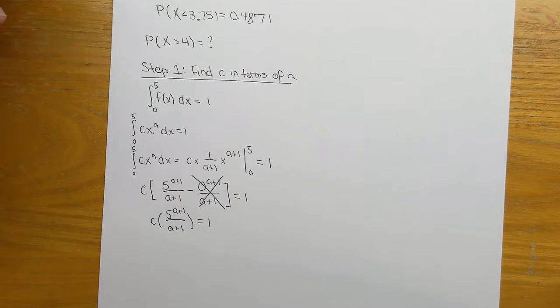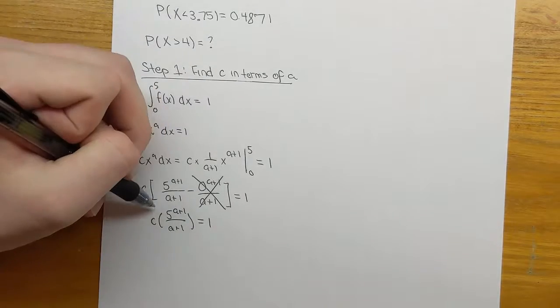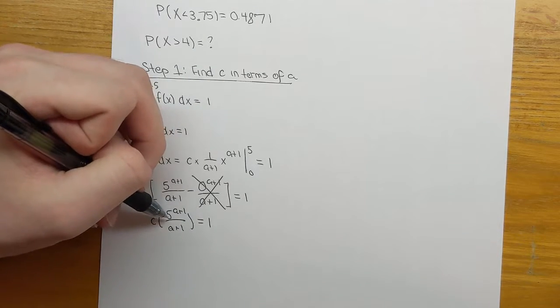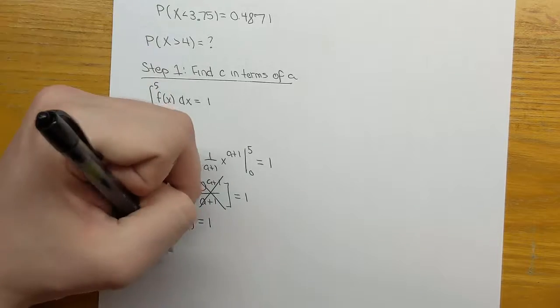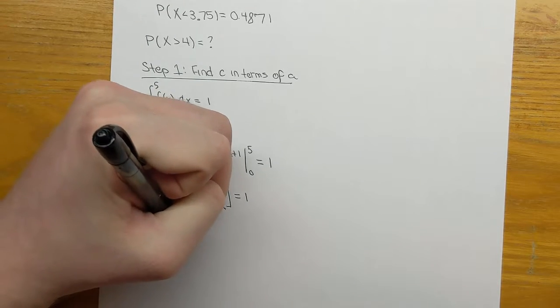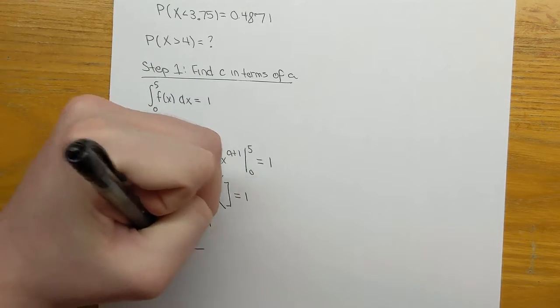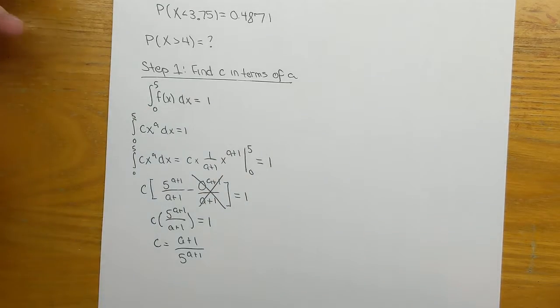So we're so close to getting c in terms of a. So let's solve for this. We're just going to flip our fraction here when we divide it to the other side. So that's going to mean c is equal to a plus 1 over 5 to the a plus 1. And that's our first step done.